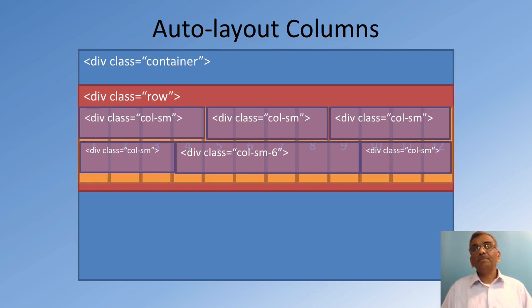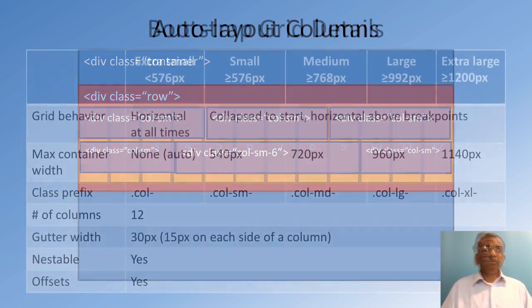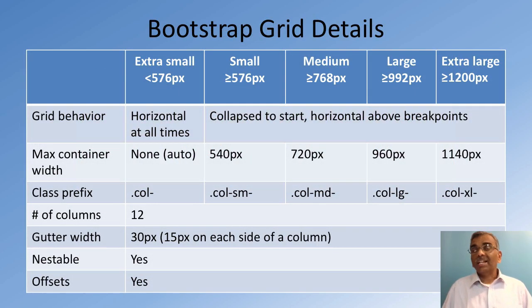In the exercise, we will see various combinations of these kinds of specifications of how many columns each piece of content will occupy in our layout. This table summarizes the way Bootstrap treats the different screen widths and correspondingly how you identify these screen widths.